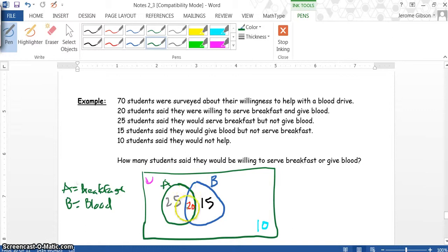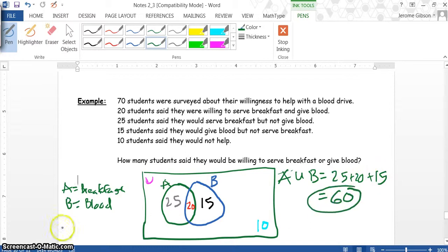Now, if you look here, they overlap at the 20. But it says how many students said they would be willing to serve breakfast or give blood. That means this is all encompassed with A and B. So what we will have is A union B, which is equal to 25 plus 20 plus 15. And that would give us 60. So that would be our final answer.